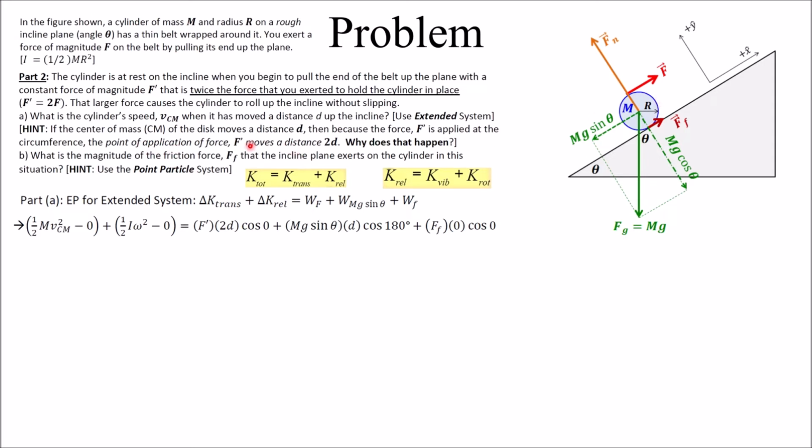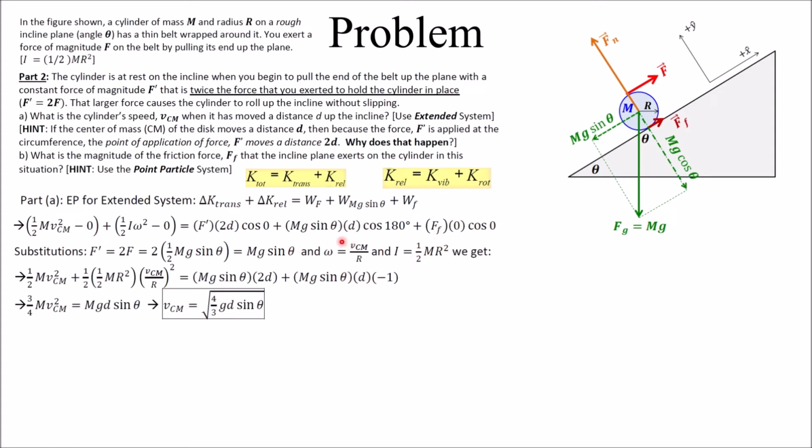It says here F prime moves a distance 2d. And cosine theta, the angle between that displacement and the force, is 0 degrees. The angle between mg sine theta and the displacement is 180 degrees. Cosine of 180 is just going to give you that negative sign, so it's doing negative work. It's resisting the motion. And we have friction, which is actually cosine of 0 as well, since it points up the ramp. That'll be positive. Cosine of 0 is 1. And we're good to go there.